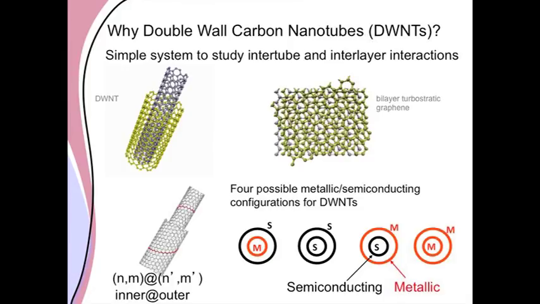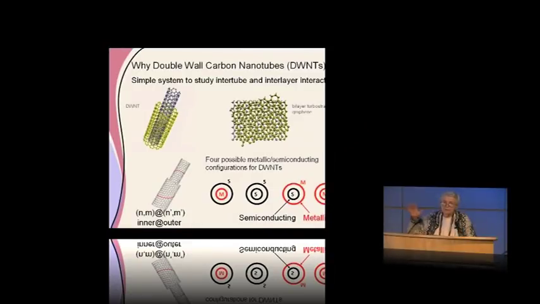Whereas with single wall nanotubes, there's a uniqueness. If you have the 6-5 tube and you measure the Raman spectra in one lab and in another lab, you get pretty much the same spectrum. But if you do a double wall tube, that's not the case.